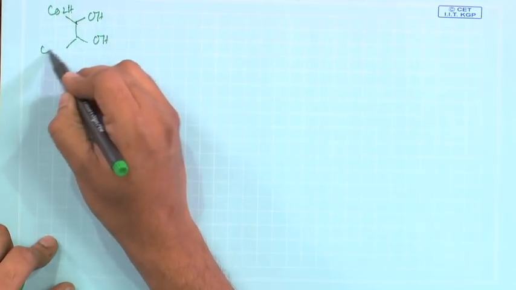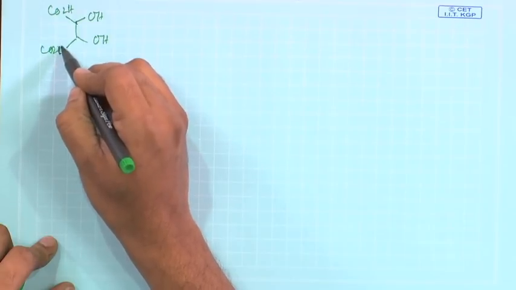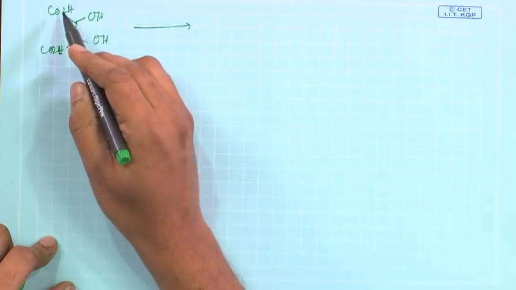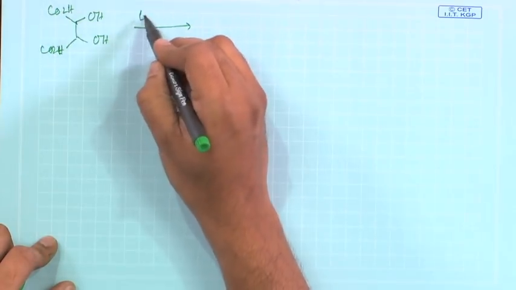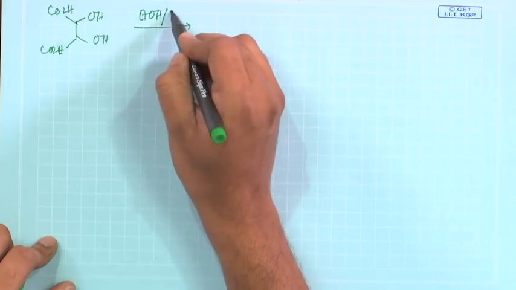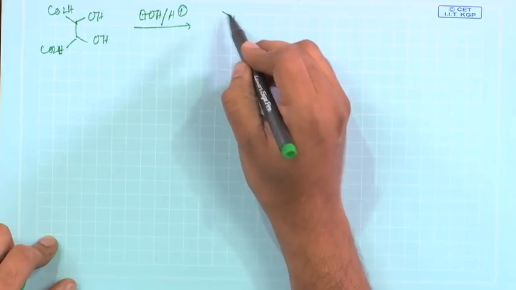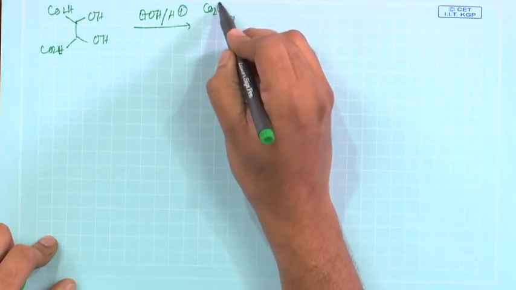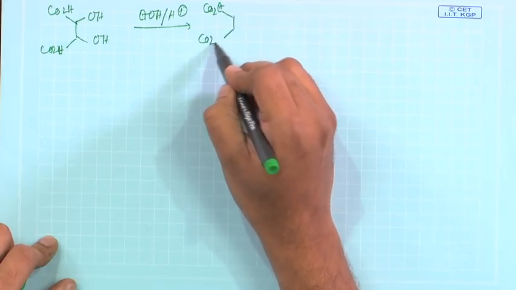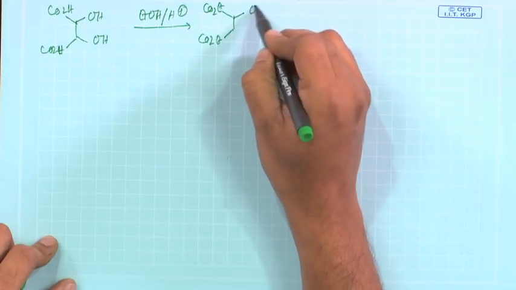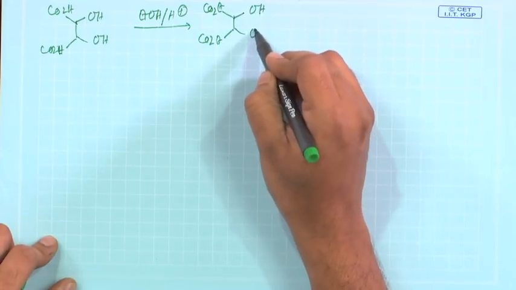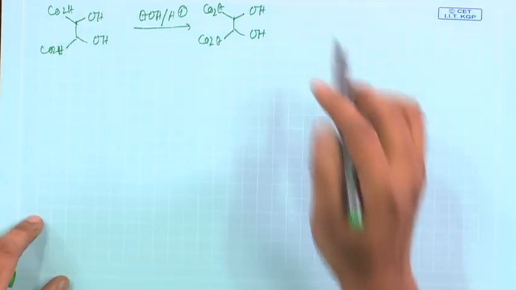Let us say we start with tartaric acid. First, these are the acid groups. So, do an esterification reaction, a double esterification, and that will give you CO2Et, CO2Et. And you have free alcohols. The free alcohols need to be protected.